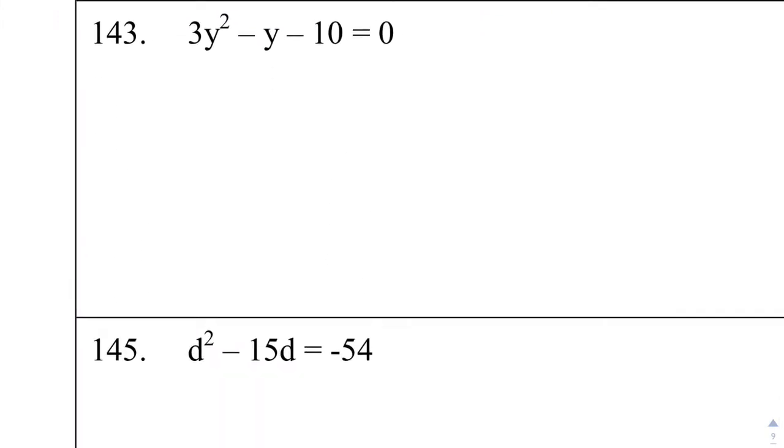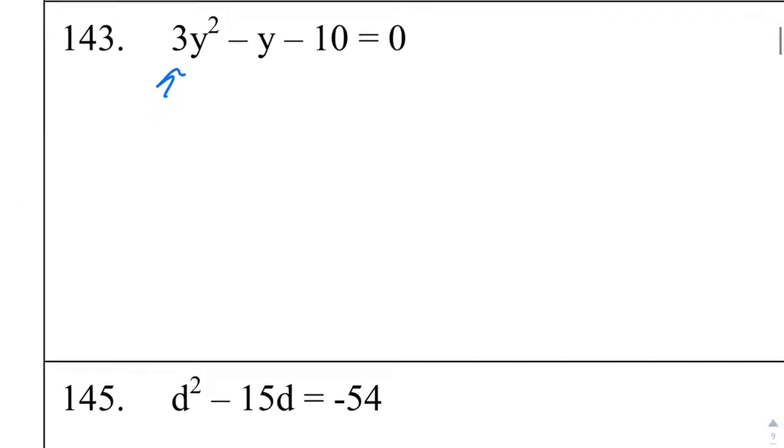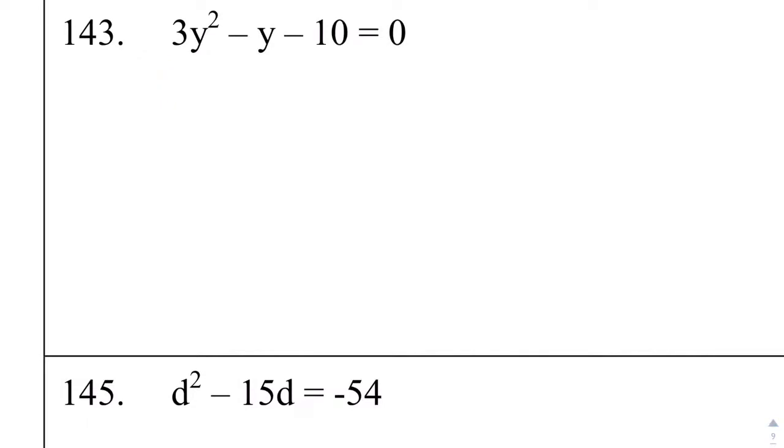It becomes a little bit more difficult to factor when we have this leading term of a 3 out front. So let's see how we would do that. All right, I'm tired of the blue color. We're going to switch. So 3 times negative 10 is negative 30. So now I'm going to look at the different options here for negative 30.